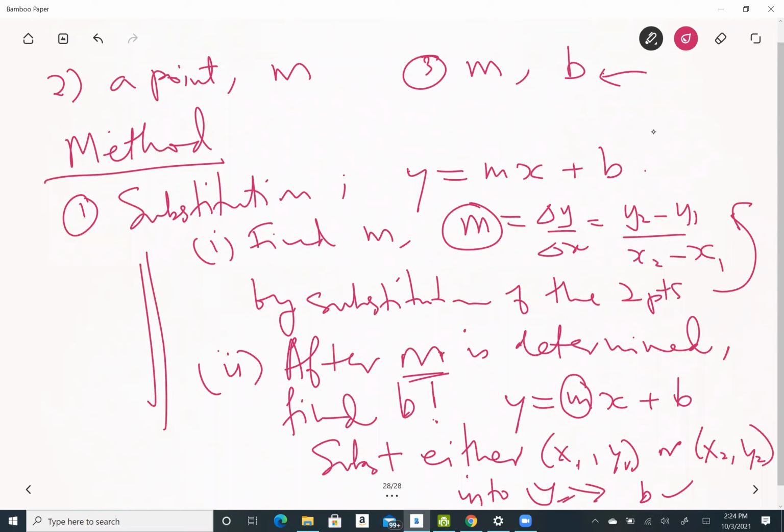Any question on that one? Okay. Now for the second possibility, it's much simpler. For number two, you know b already. So you have y equal to mx plus b, and we know b already. What you need is to find m.